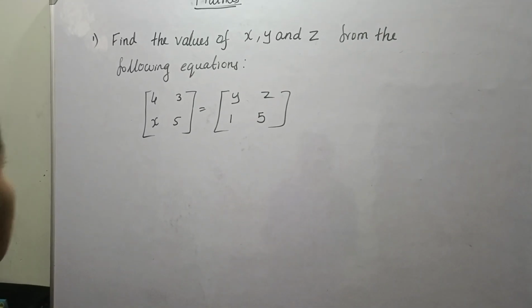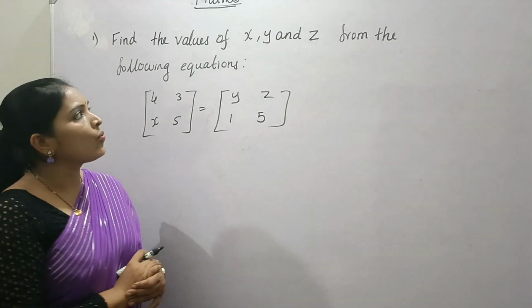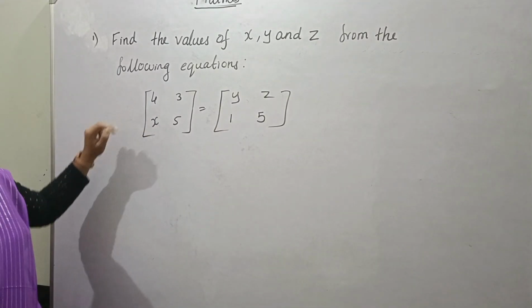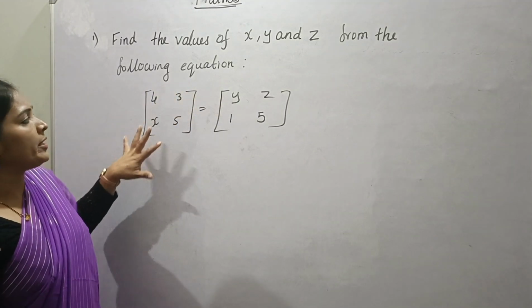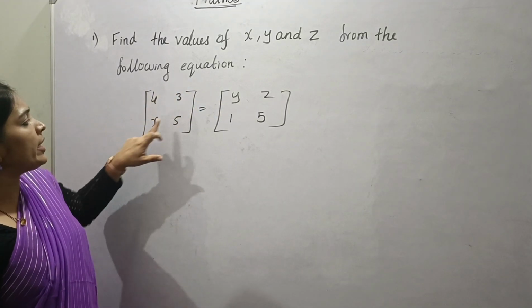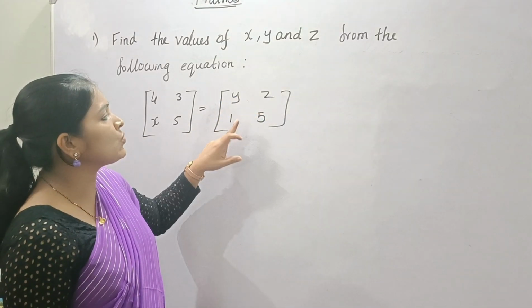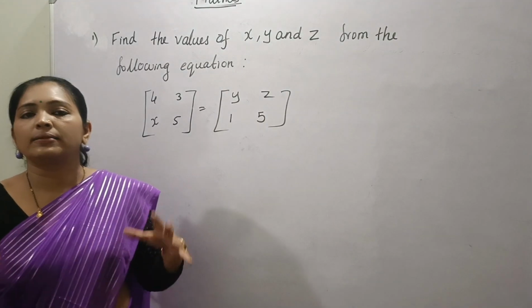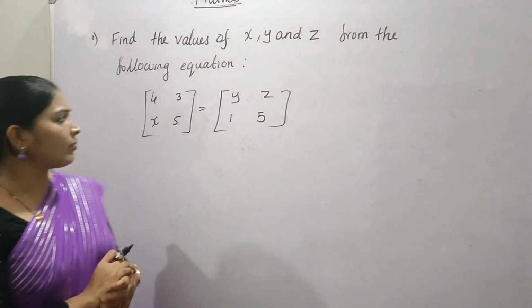Now let us go through an example. Find the values of x, y and z from the following equations. See, these are the two matrices: matrix [4, 3, x, 5] is equal to matrix [y, z, 1, 5]. We know that if two matrices are equal, then their corresponding elements are equal, right?